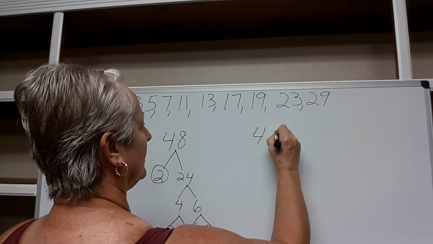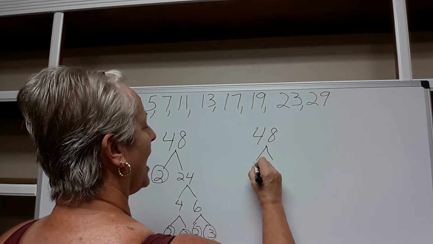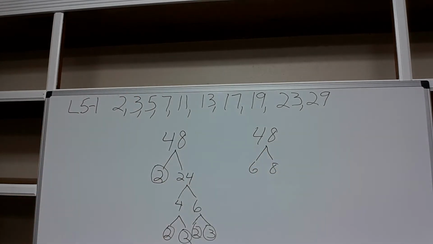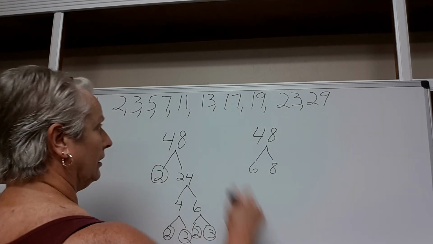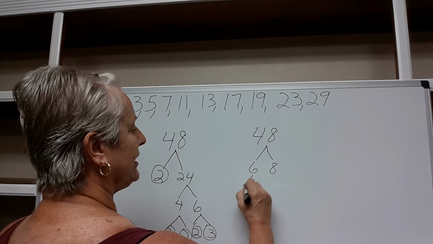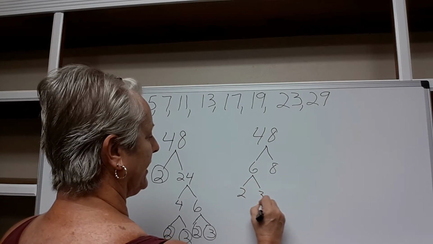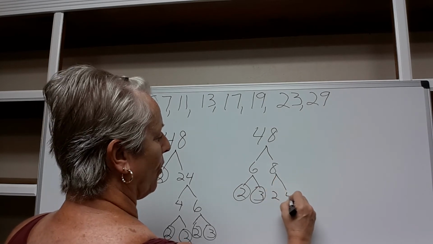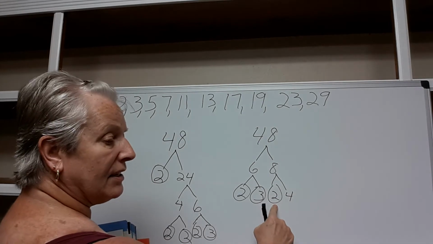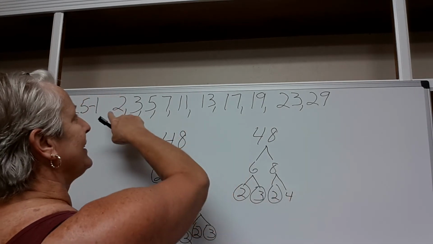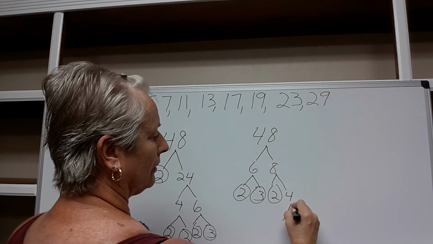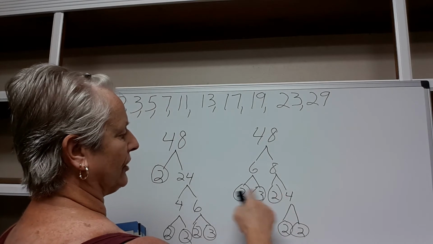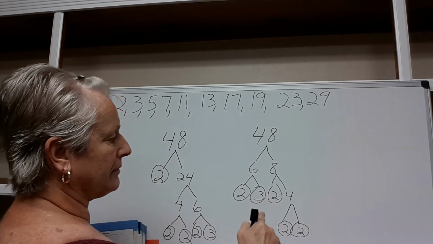We do 48. We can do 6 times 8. 6 8s are 48. Neither of those numbers are prime numbers. Look up here. So we need to branch off again. 2 times 3. And then 8 is 2 times 4. This 2 is prime. 4 is not a prime number. Okay, so we branch off again. 2 times 2. So all of our factors that we have circled are prime numbers.